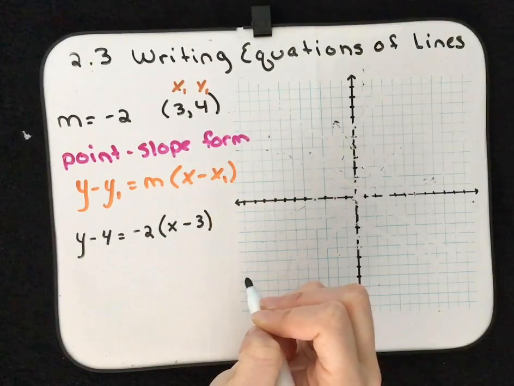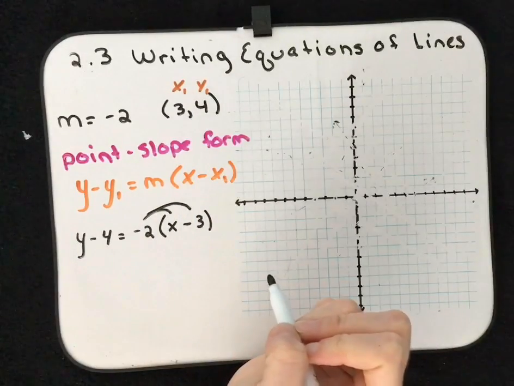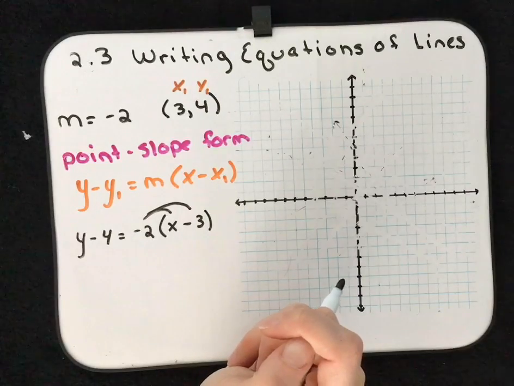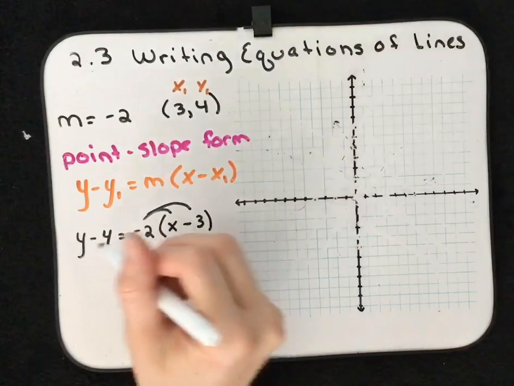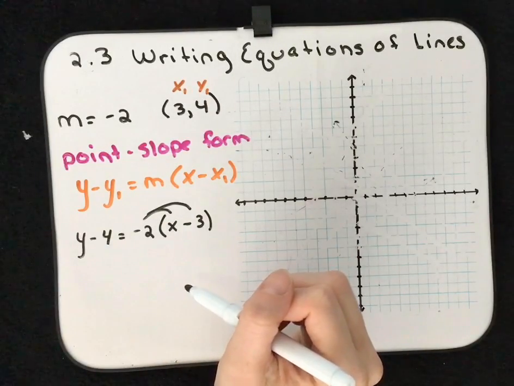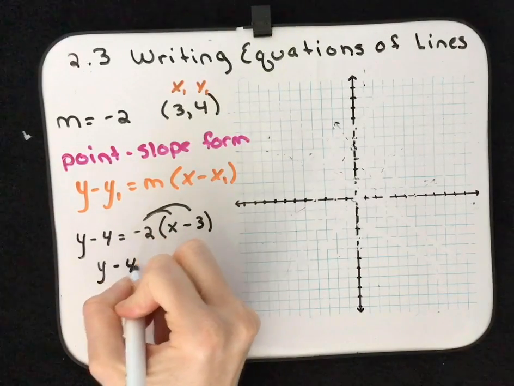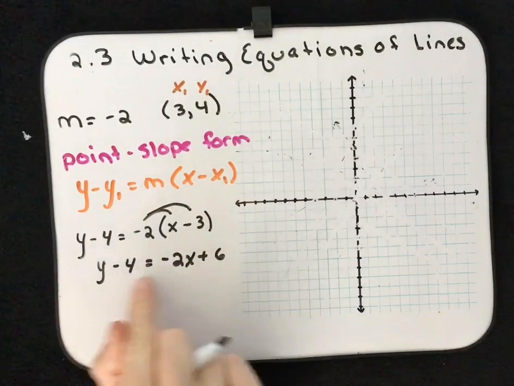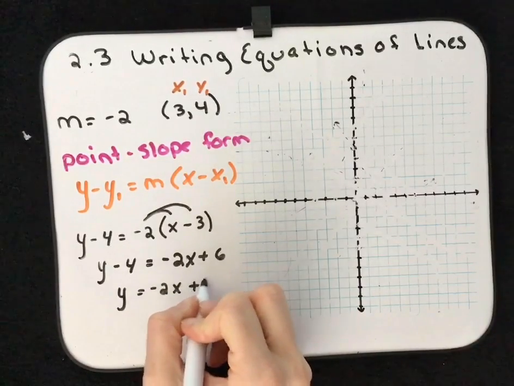Now, in order to get this into point-slope or slope-intercept form, we need to do some rearranging. First, let's distribute here. If you were asked to leave it in point-slope form, this would be finished. If you are trying to move it to slope-intercept form, then you need it to be y equals. So this right here is finished for point-slope. Let's go to slope-intercept just so you can see how they're related. If we distribute that negative 2, we have y minus 4 equals negative 2x plus 6. Adding 4 to both sides will give us y equals negative 2x. 6 plus 4 is 10.